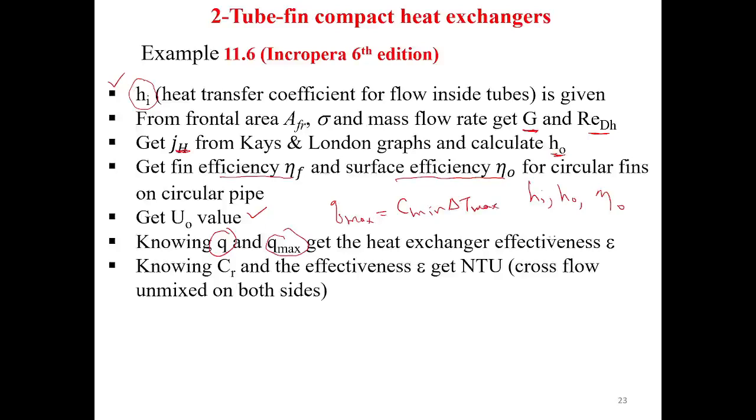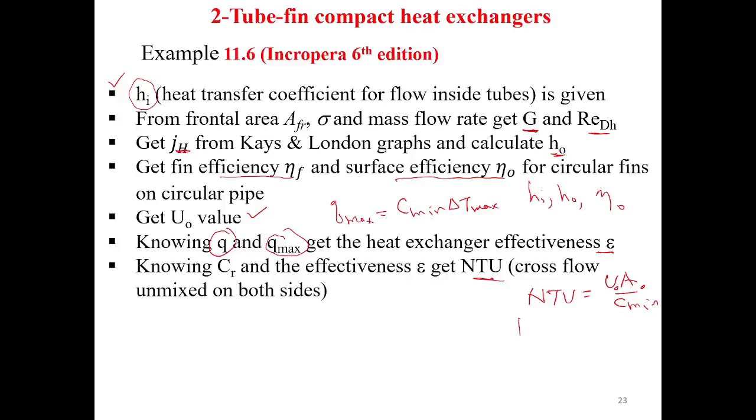Divide Q by Q max, and you get what we call the effectiveness. So we have the effectiveness. Since we know the overall heat transfer coefficient, we can calculate NTU. All of us know that NTU equals UA divided by C minimum. Of course, we are talking about U0 based on our outside area. So you enter the figure or use the equation for a cross-flow heat exchanger, entering with the effectiveness and with CR, and you can get an NTU.